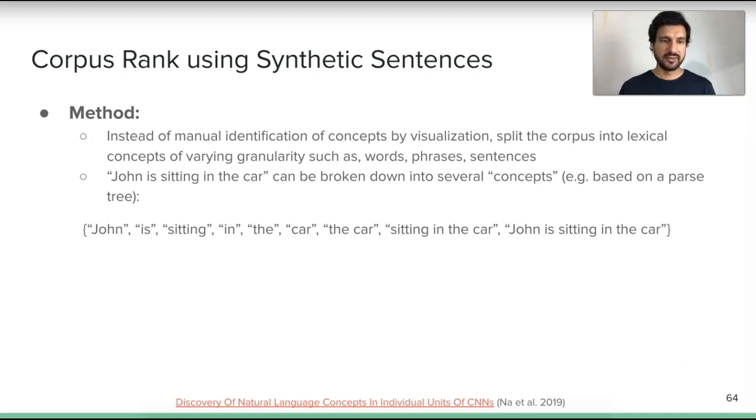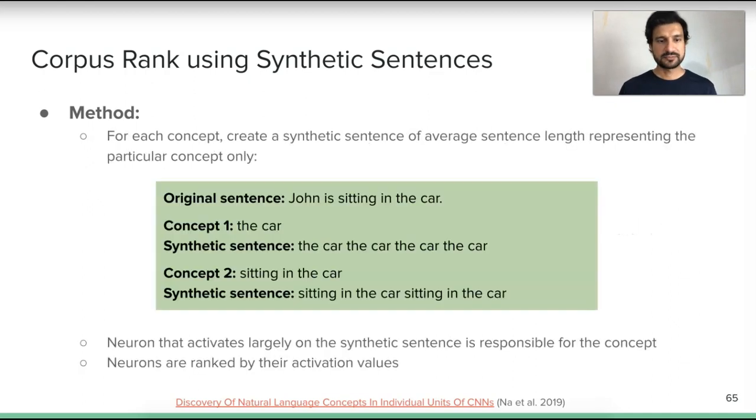Consider an example here. John is sitting in the car. We can break it down into several concepts, for example, based on a parse tree. So in this paper, they consider each node of the parse tree as a concept. For this example, they can have a concept pool, which is John, is, sitting, in, the car, sitting in the car. So it contains all the words and also phrases up to the sentence level. They also consider morphemes in this paper.